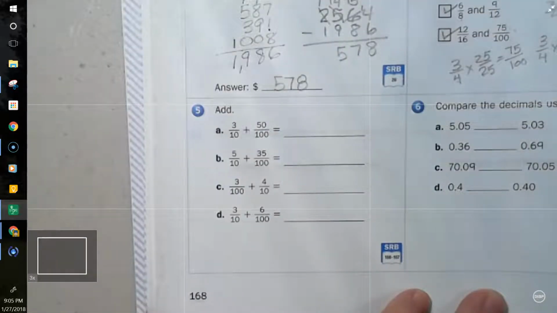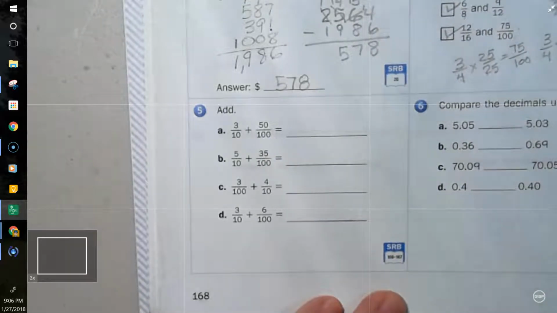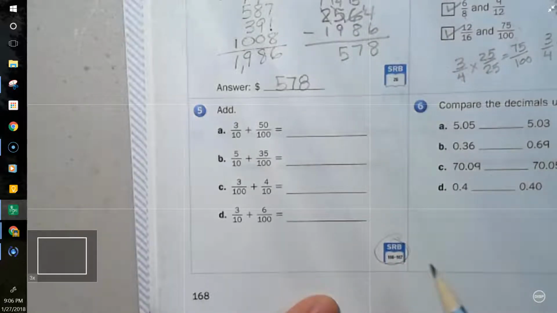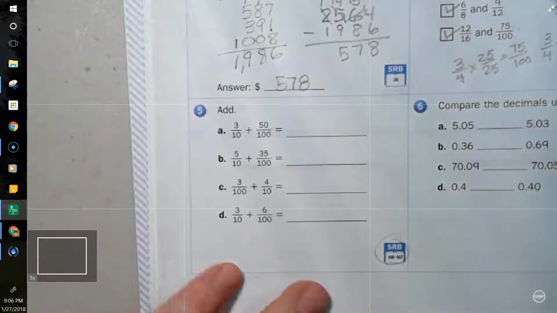Number 5, it says to add, but I have a problem here. They don't have common denominators, and that's not something we've talked about yet. So this is something they're wanting us to look ahead to and see if we can figure it out. They do give us this piece of information right here. If we wanted to look for help, we could go get one of those student reference books and look on pages 166 and 167 to see how we might do this. So there's a reference for you.